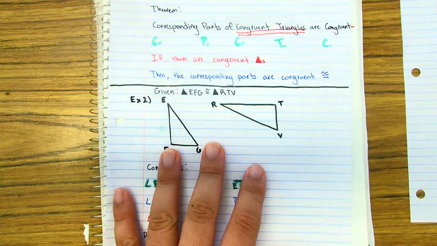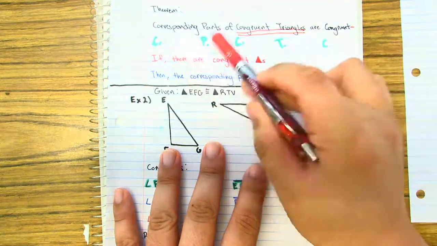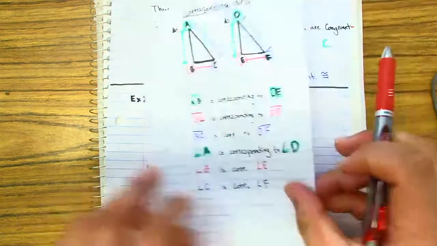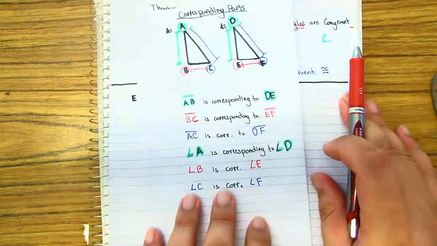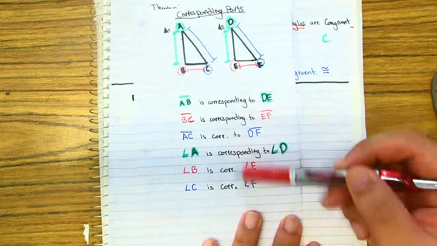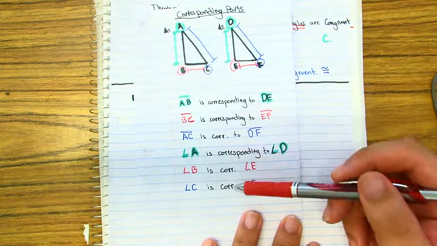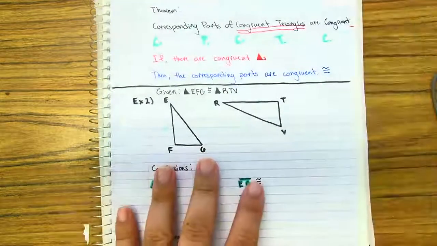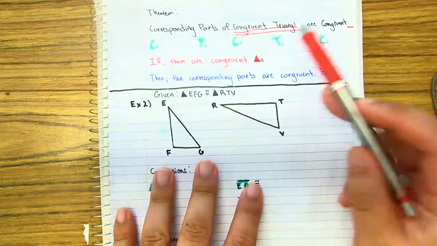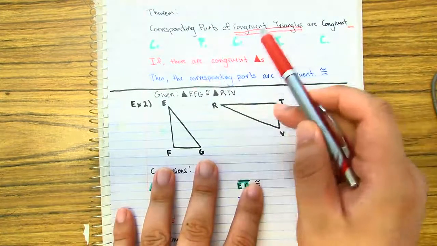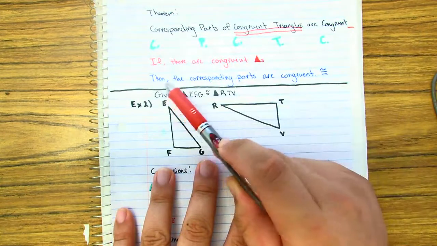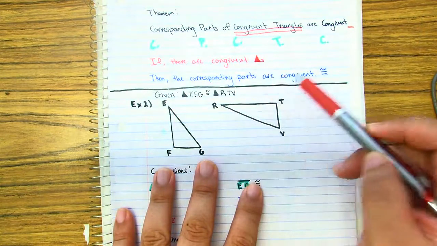The page before this was something about corresponding parts, which is this. Corresponding parts are congruent. But we notice here, if we go back again, we never said none of these are congruent, right? We only said that they are corresponding to each other, but we never stated congruency. So here this is a different theorem. Here it's saying that if there are congruent triangles, then we can conclude that the corresponding parts are congruent.